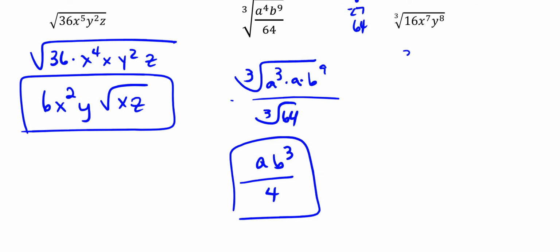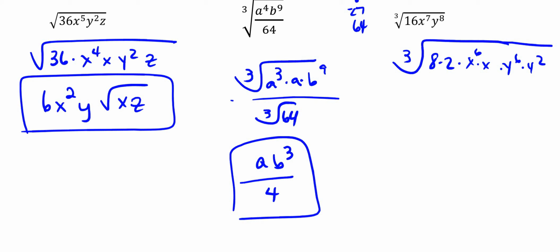And the last one. So 16 becomes 8 and 2. X to the 7th becomes x to the 6th and x. Y to the 8th becomes y to the 6th and y squared. So then if we break down our cube roots, we have a 2, x to the 2nd power, y to the 2nd power, and I'm left with a 2, an x, and a y squared.